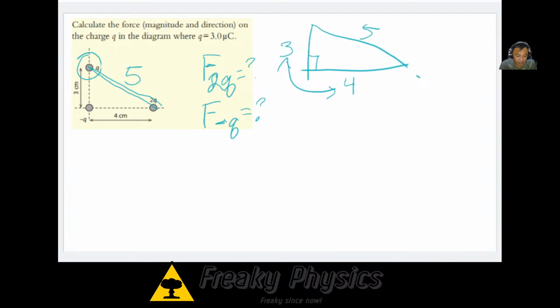Or remember, another way you can think about this: if the force is negative, it's attractive. If the force is positive, it's repulsive. So if the top q was a negative q and the bottom was positive, the arrow would be pointing upwards? No, still pointing downwards, even if the top q is negative q. Yes. Okay. Why? Because they're going to attract each other, right?